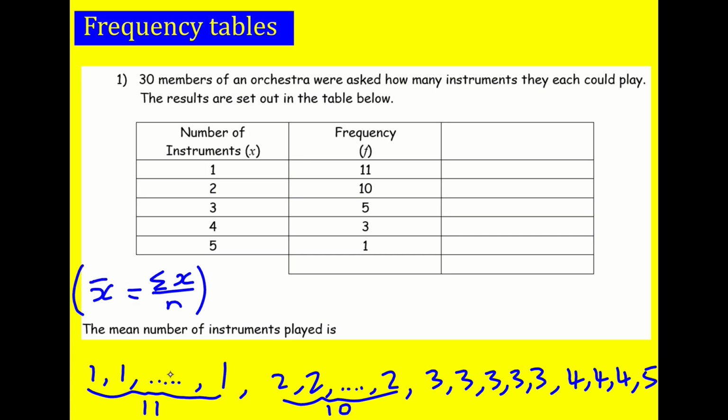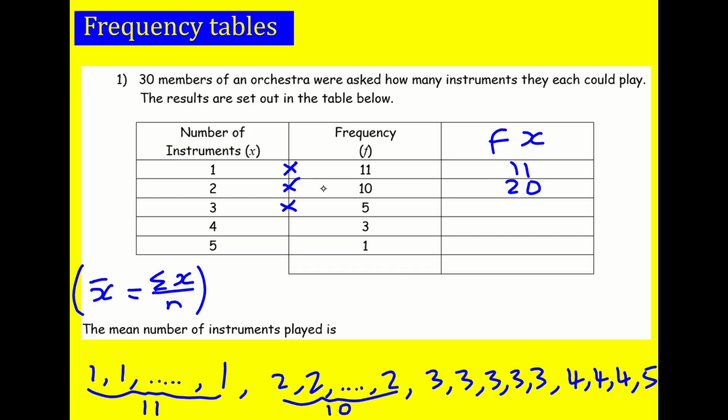So rather than adding 11 ones, I can just multiply 11 by 1, and that will give me the same answer, 11. What I'm actually doing is the frequency multiplied by x, or just fx. Not f of x, by the way, but f times x, or fx. If I add all my 2s up, I've got 10 2s. It's the same as doing 10 times 2, which gives me 20.